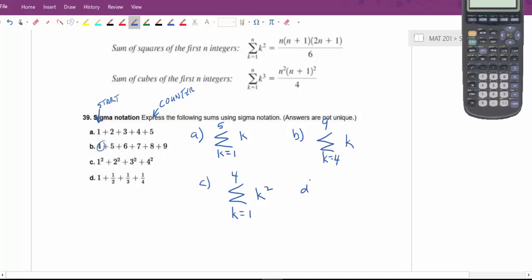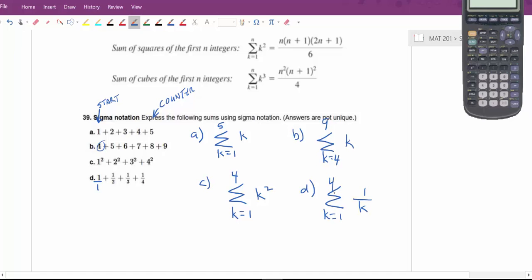Okay? And then D, we would have sigma sum, and one thing that might help you a little bit, this is a 1 over 1. So what is the numerator always going to be? You have to have a 1 there. It's not going to change. It's the denominator that's changing, right? So you're going to put 1 over k there. Then you're going to go from 1 to 4. So you say k equals 1 to 4 like that.